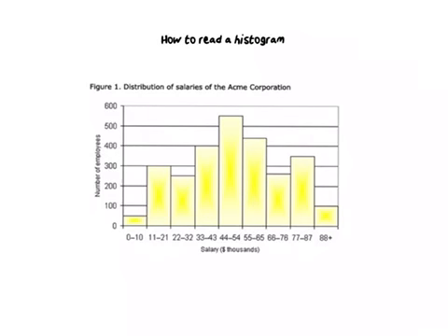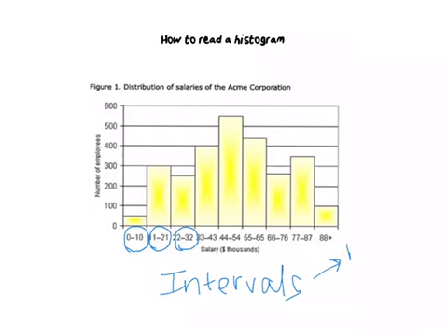We're looking at how to read a histogram, and a few key things come up. First, we need to understand the idea of intervals. Intervals are the data ranges given to us. So in this case, I have intervals from 0 to 10, 11 to 21, 22 to 32, and so on. An important thing to note, intervals must all have the same range of units.